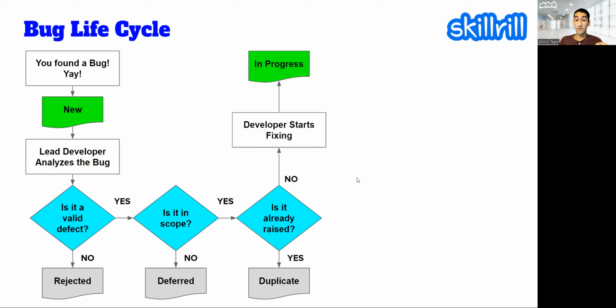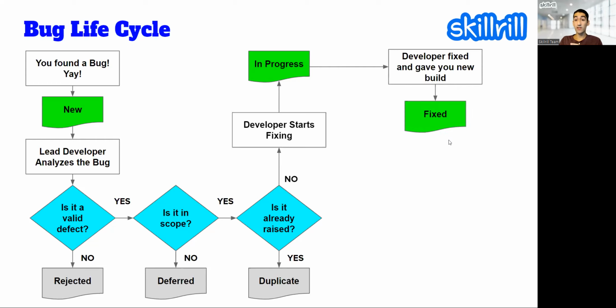The developer starts fixing, and at that moment, it's in progress. The status is in progress, right? Now, what's next? The next step is the good news that the developer fixed your defect and gave you a new build. So the developer fixed the code. They did root cause analysis. They found what the issue was. And then they gave you the new build. Build is a version, don't forget. So it's just a new version.